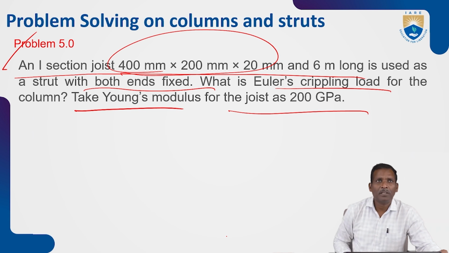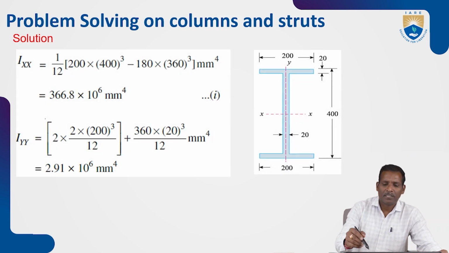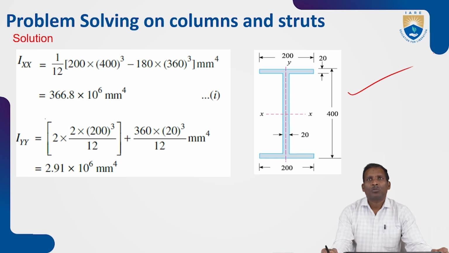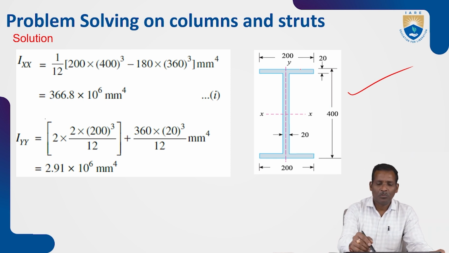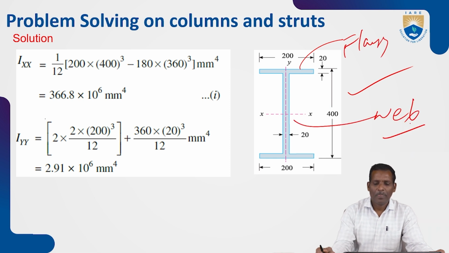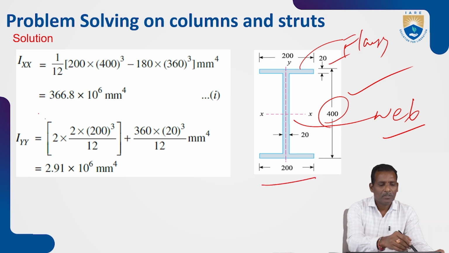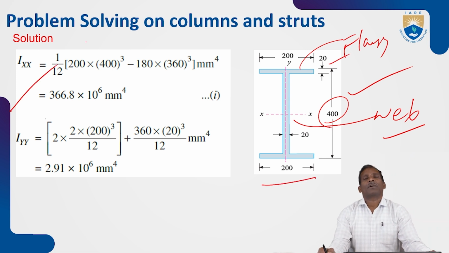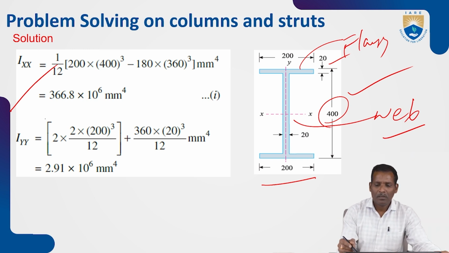So convert it into Newton per mm square. See the I section shown here: 200 is the width. These two are flanges and this is the web. So the depth is 400 and the dimensions are given. The thickness is 20 and the width is 200. So Ixx is equal to, already given, BD cubed by 12.